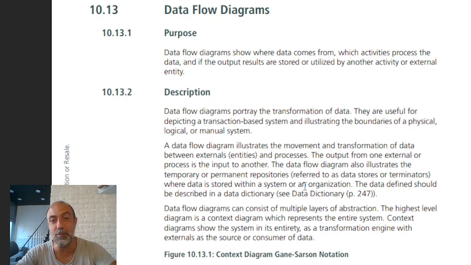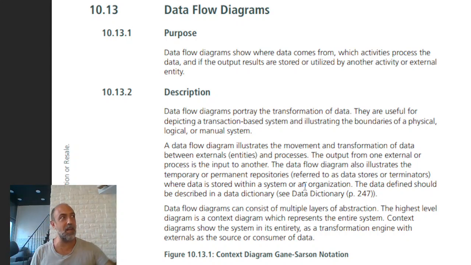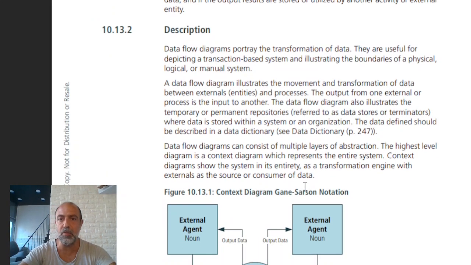So data flow diagrams show where data comes from, which activities process the data, and if the output results are stored or utilized by another activity or an external entity, right? So it kind of splits the organization into, I need that data, I did this with it, I'm sending it there, that's how it looks right now, right? The description, of course, is going to be a whole lot of stuff, so let's go for it.